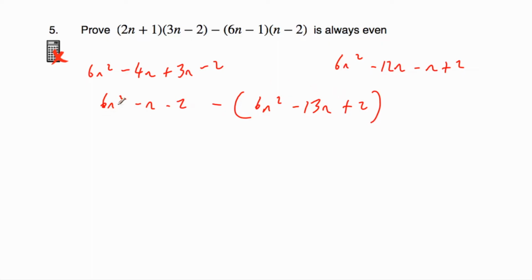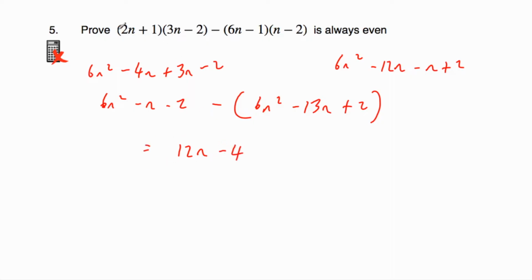So we've got 6n squared, take away 6n squared, that's 0. We've got minus n minus minus 13n. So we've got minus n minus minus means add 13n. So if you had minus n and you're adding 13n, that'll be 12n. So we've got 12n there. Just to recap that, we had minus n minus minus 13n. So we're going to do minus n add 13n, which is 12n. And then finally, we've got minus 2 minus positive 2. So we've got minus 2, take away 2. And minus 2, take away 2 would be minus 4. So the answer is 12n minus 4.